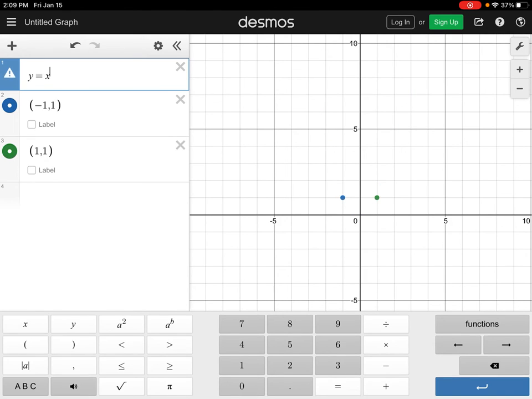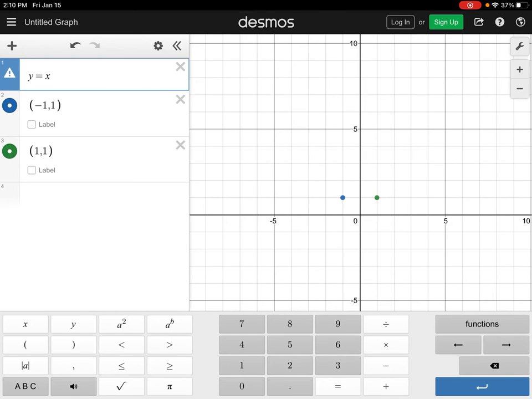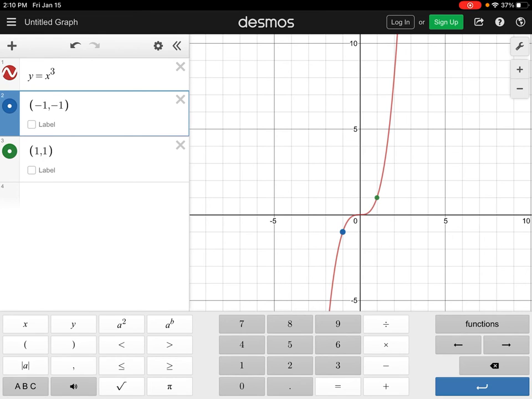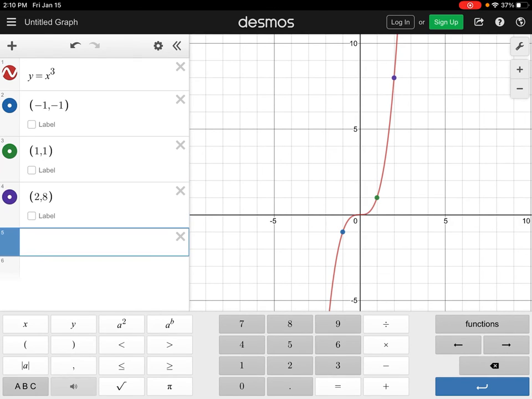Let's go ahead and make that to the third power. And I'm just trying to remember where my little caret is. Where's my caret? Do you guys see it? There we go. Okay, so notice how that 1 is not on there anymore, but when you put in the original 1, it spits out 1. But when I negate the input, it will also negate the output. If I try another one, like I put in 2, it would spit out 2 to the third is 8. So it spits out that coordinate.